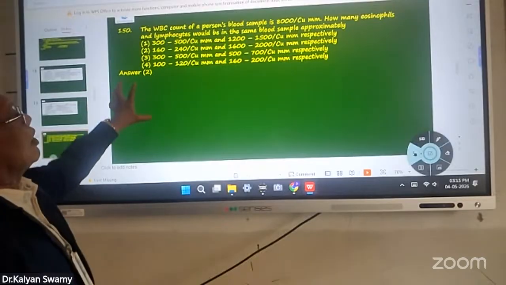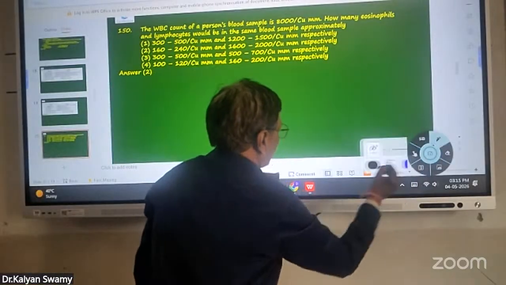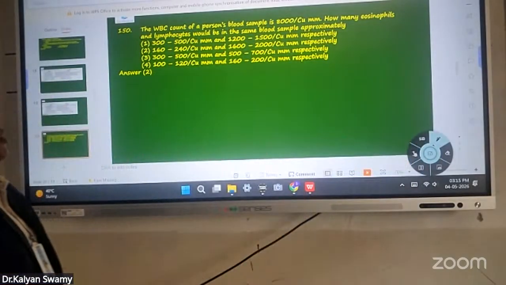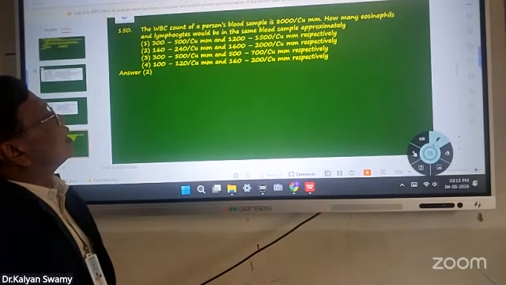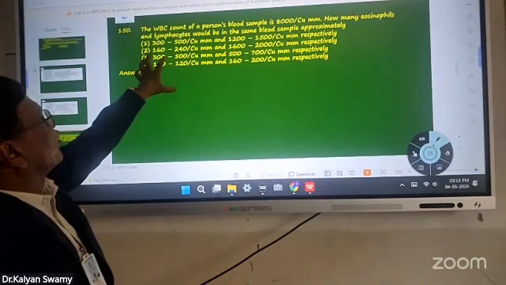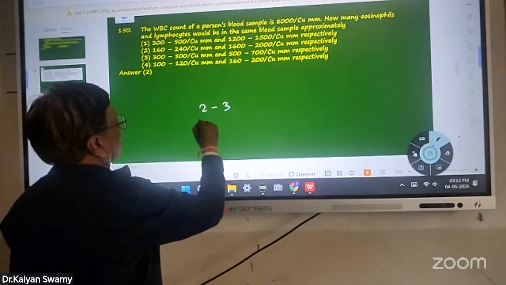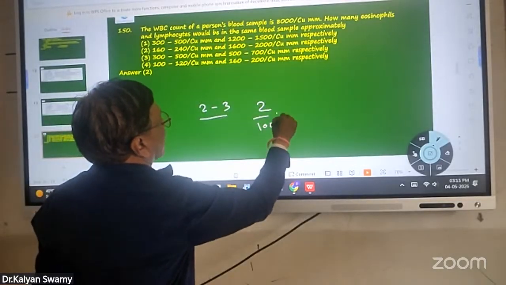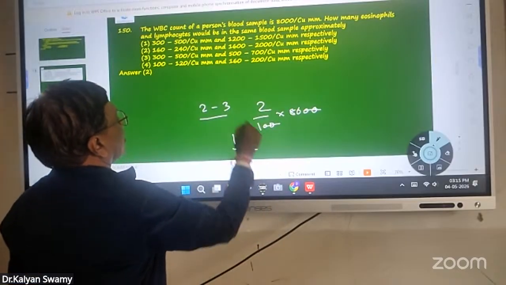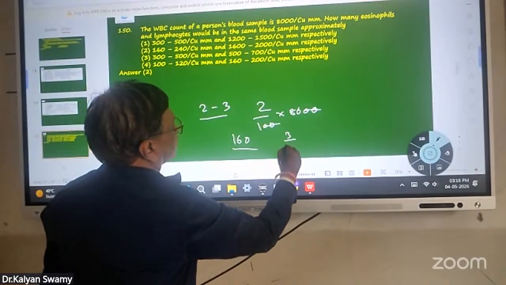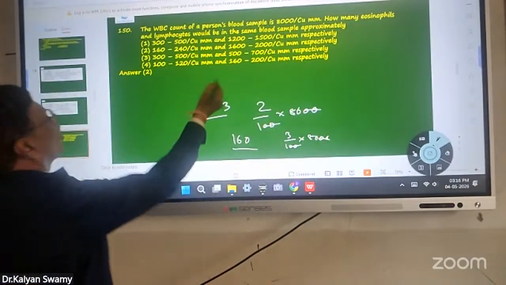Next is an application understanding type of question. Very easily we can do. It looks like a tough one, but it's not a tough one. The WBC count of a sample is 8,000 per cubic millimeter. How many eosinophils and lymphocytes are in the same blood sample approximately? We know eosinophil percentage is 2 to 3%. 2% of 8,000 is 160. If 3% of 8,000, then it is 240.